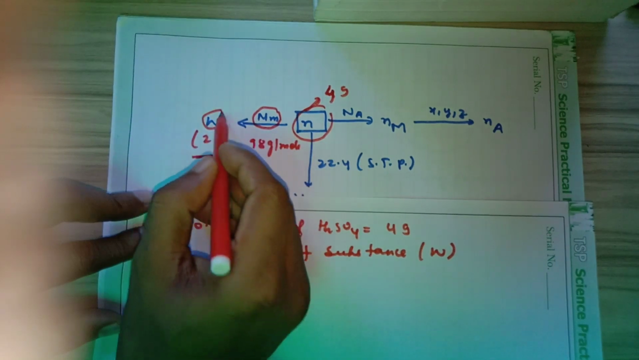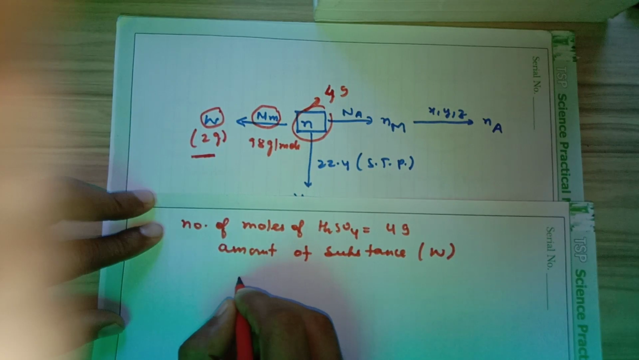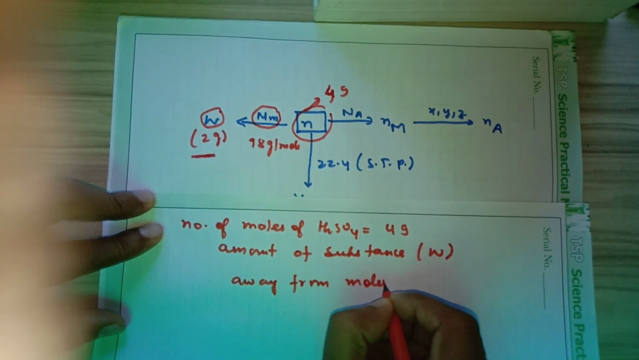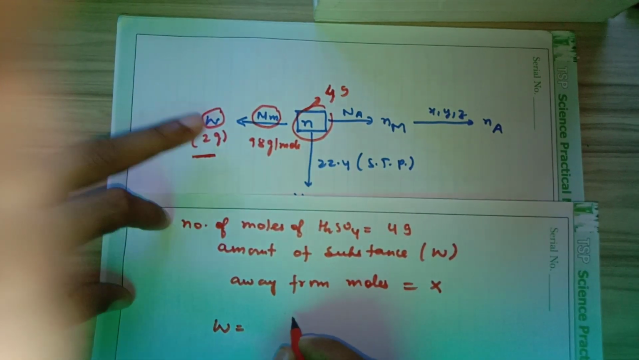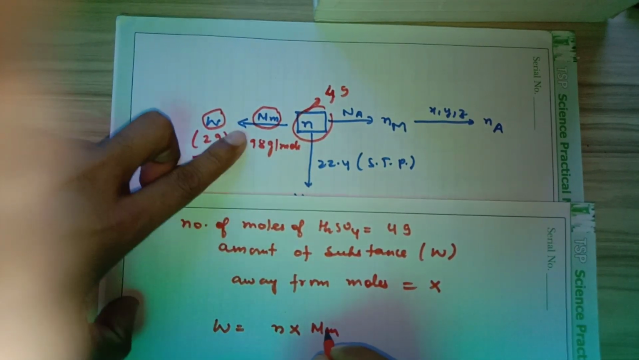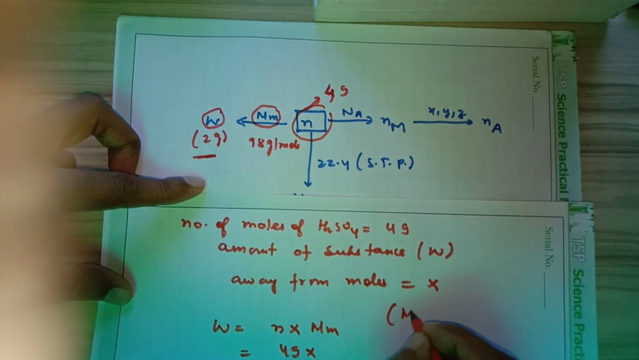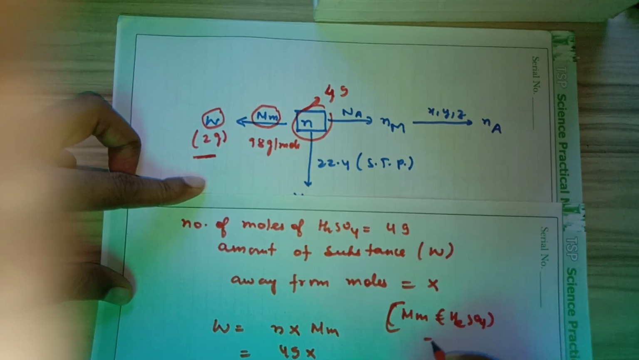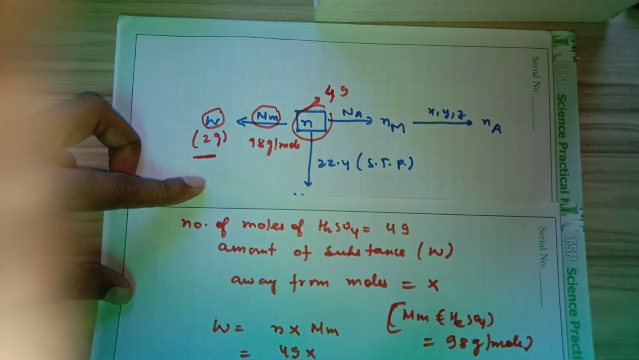W. Now we have to find W, so we are moving away from the number of moles, away from moles, it means we have to multiply. Now here we have to find W, we are given N, so we have to multiply it by the molar mass. We are going away, so it will be multiplied. Now N is given as 49, and we know that the molecular mass of H2SO4 will be 98 gram per mole.